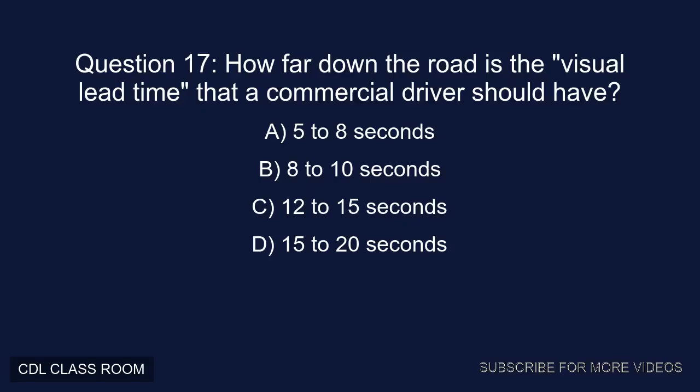Question 17. How far down the road is the visual lead time that a commercial driver should have? A. 5 to 8 seconds. B. 8 to 10 seconds. C. 12 to 15 seconds. D. 15 to 20 seconds. Correct answer, C. 12 to 15 seconds.